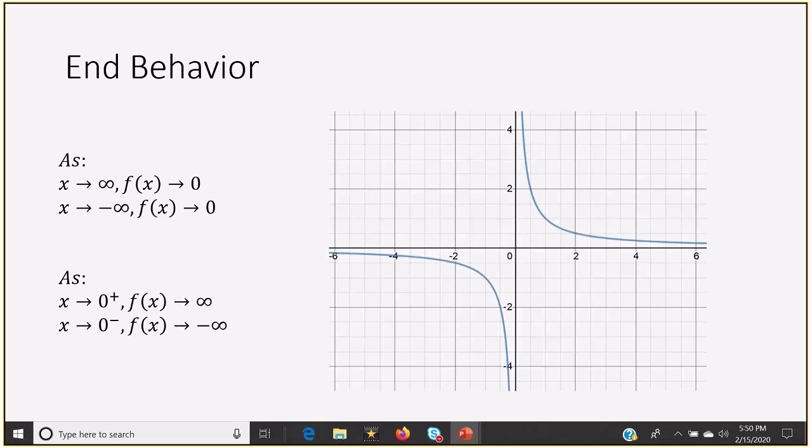I mean, we could honestly talk about any value. It's just not particularly interesting to talk about, like in this case, what's happening as x approaches 2 from the positive side.